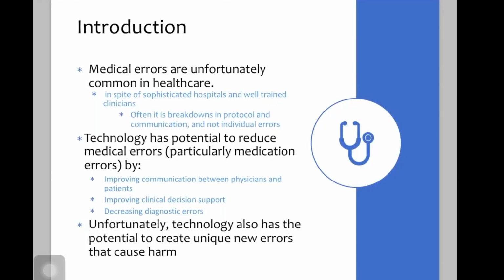Technology, if we can properly use it, can definitely help streamline things, and by streamlining things, it could reduce medical errors. For example, it can help improve communication between physician and patients. It can help improve the clinical decision support system, as we see in the example of drug interaction and drug allergy indications. It also helps in decreasing diagnostic types of errors.